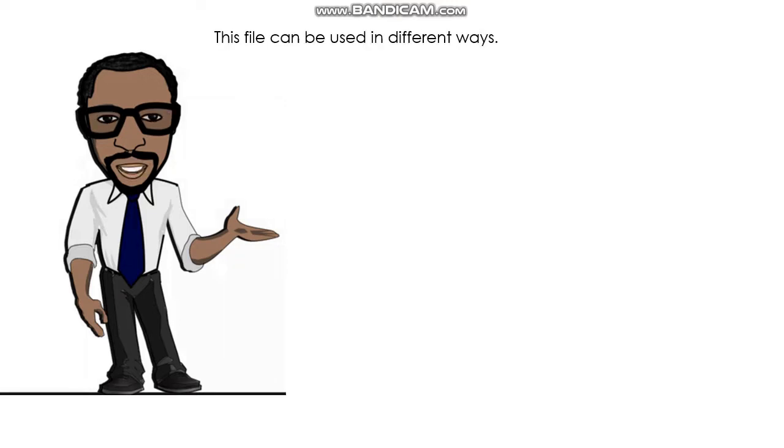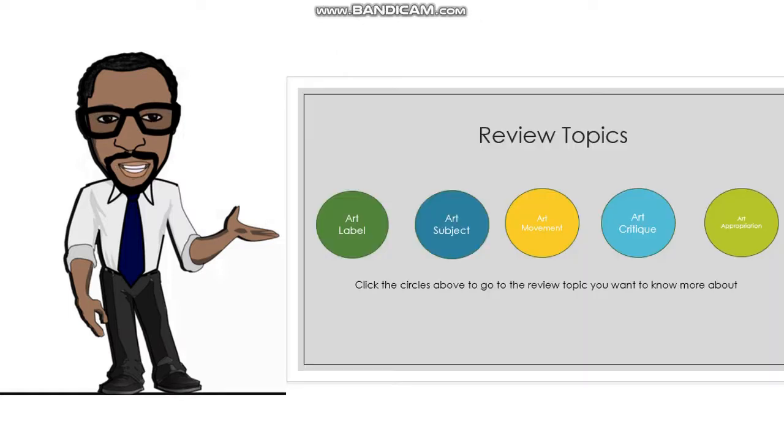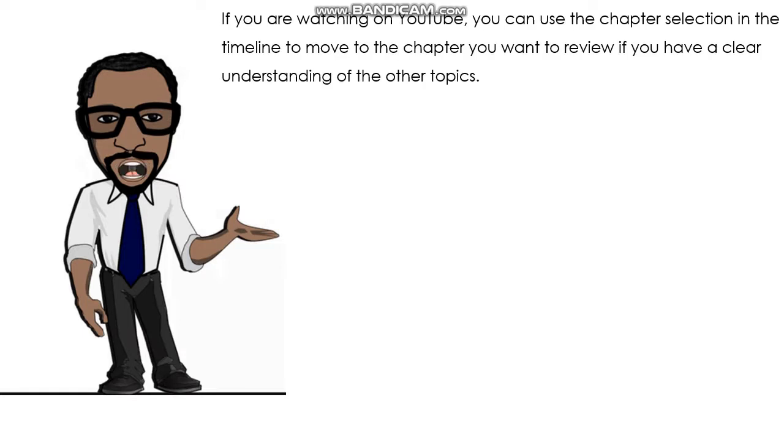This file can be used in different ways. If you open the PowerPoint on your device, you can click on each circle on the next page to go to the topic you are interested in viewing. Just click each and it will take you to the start of each chapter. If you are watching on YouTube, you can use the chapter selection in the timeline to move to the chapter you want to view if you have a clear understanding of the other topics.